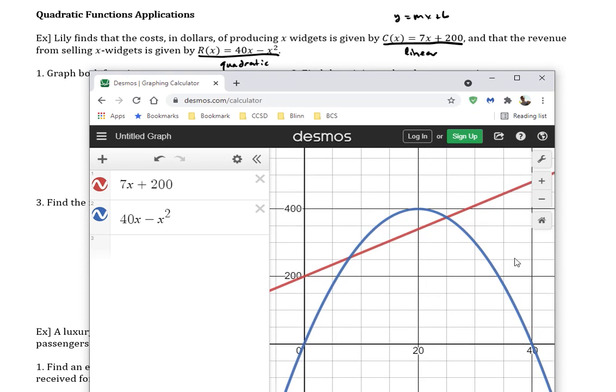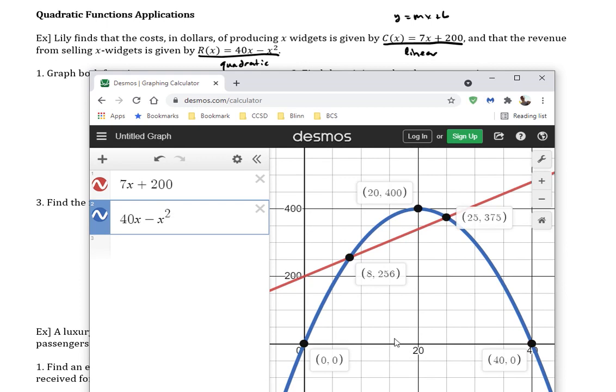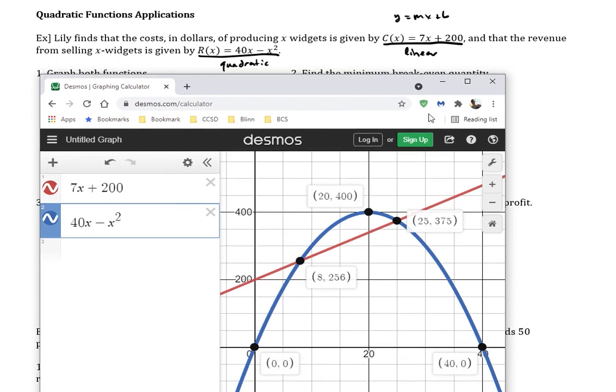Okay, so there's everything. With this, the blue graph shows our vertex. So the vertex is 20 and 400, and then it has the y-intercept and the x-intercepts. So there's our key information. It also shows where the graphs cross. Let's go ahead and make this sketch.